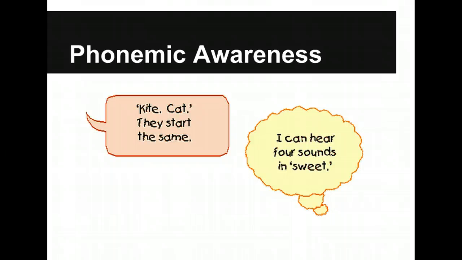Phonemic awareness is the ability to basically hear those sounds. It's like a subset of phonological awareness. And this is the ability to hear the difference in the sounds. Kite, cat, they start the same. Like a child can recognize those sounds. They can hear 4 sounds in sweet.